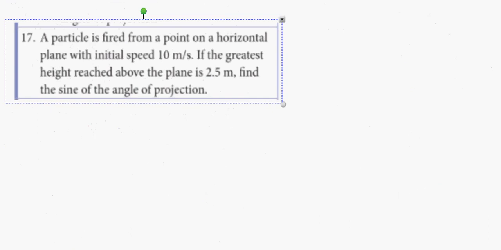Now, alright, off you go. You start this one ahead of me.